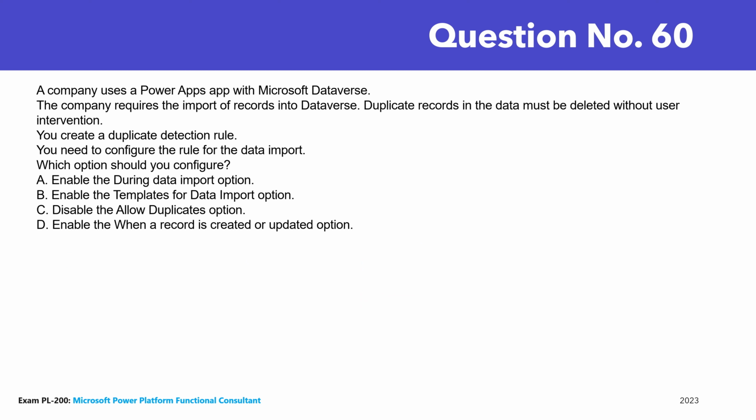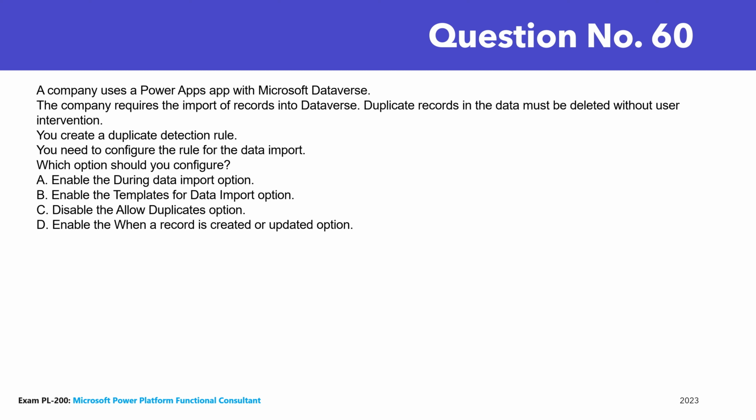A company uses a Power Apps app with Microsoft Dataverse. The company requires the import of records into Dataverse. Duplicate records in the data must be deleted without user intervention. You create a duplicate detection rule. You need to configure the rule for the data import. Which option should you configure?